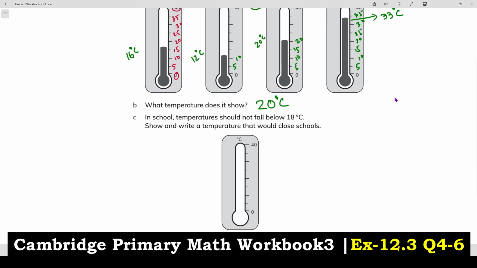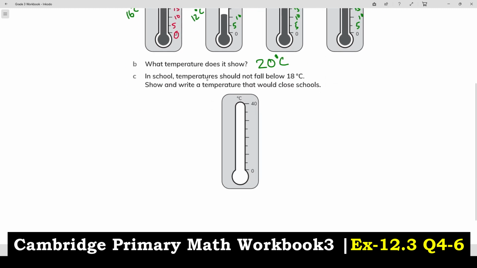Okay. Now, in school the temperature should not fall below 18 degrees Celsius. Show and write a temperature that would close the school. So for 18 degrees, first we have to mark this one. Like this one is 5, then this one is 10, it's 15, and this is 20, 25, then we can say this one is 30 and 35.